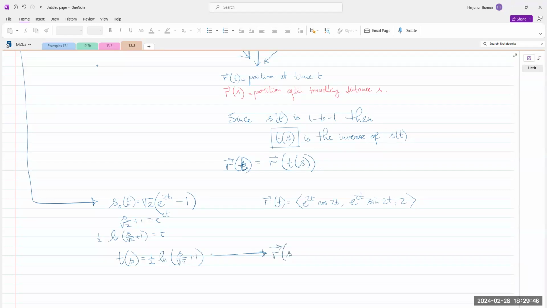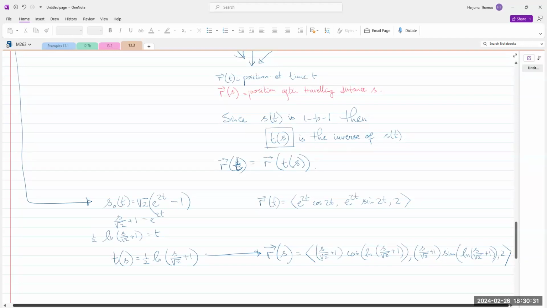Now I will put this back here. The position as a function of distance traveled is, e to the 2t is s over square root of 2 plus 1, times cosine of natural log of s over square root of 2 plus 1. That's for the first component. The y component, s over square root of 2 plus 1 times sine of 2t, which is natural log of s over square root of 2 plus 1, comma 2.